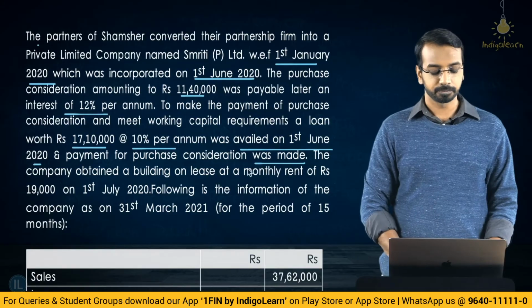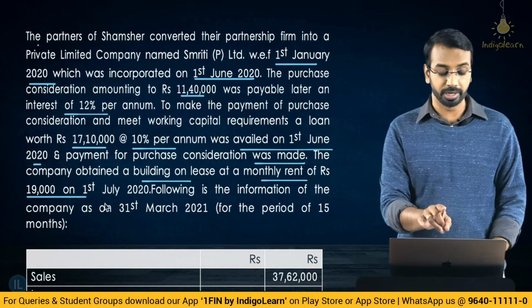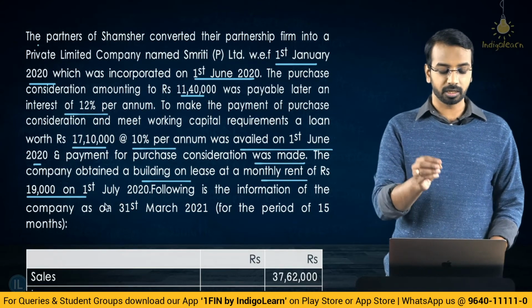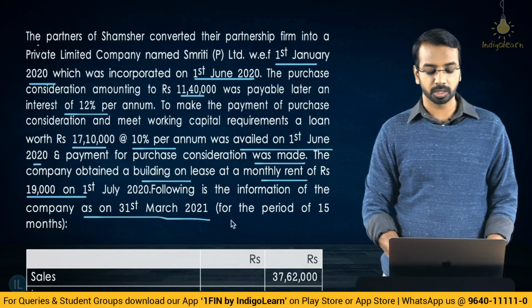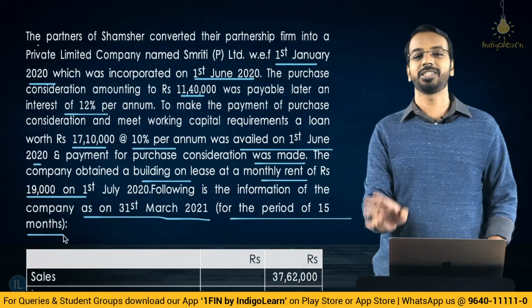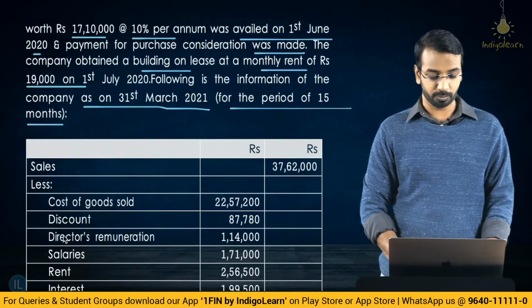Then, the company obtained a building on lease at a monthly rent of rupees 19,000 on 1st of July. And one more date. From 1st of July, they have taken a building on lease, and the following is the information for the company as on 31st of March 21 for the period of 15 months. So, normally we see 12 months question. This has a period of 15 months. So, let's have a look at the information.